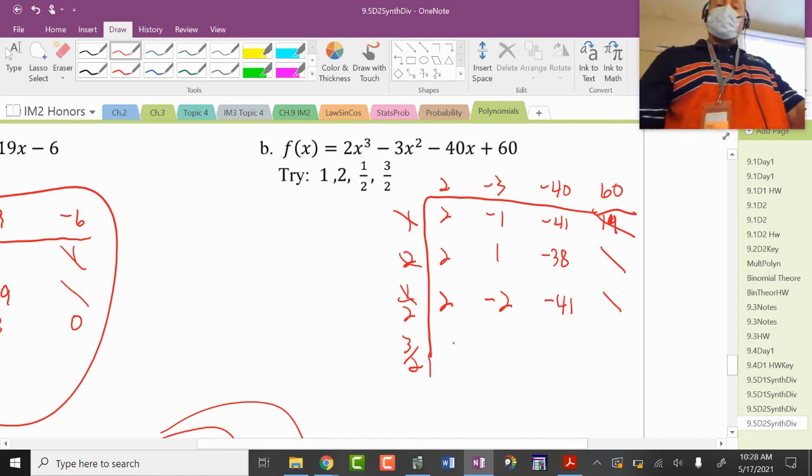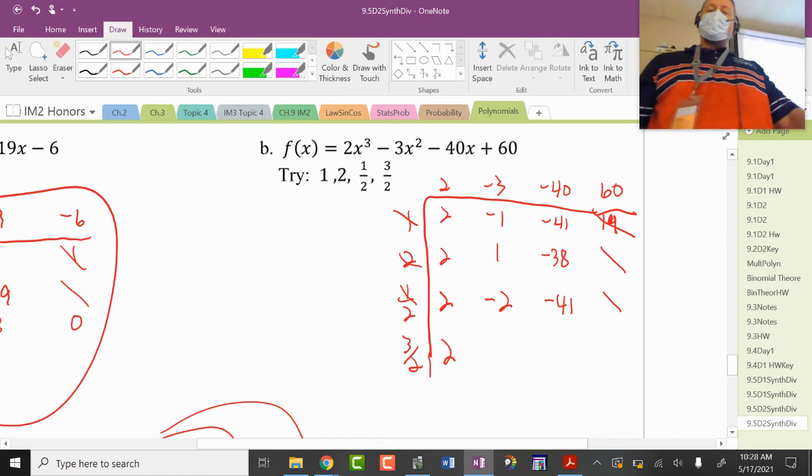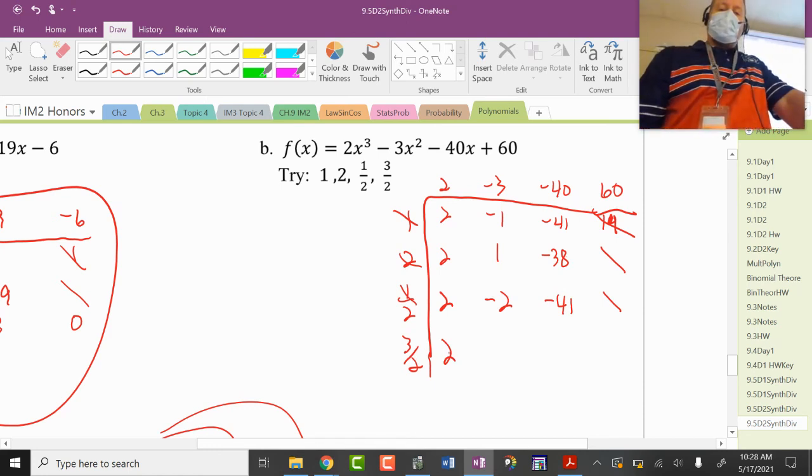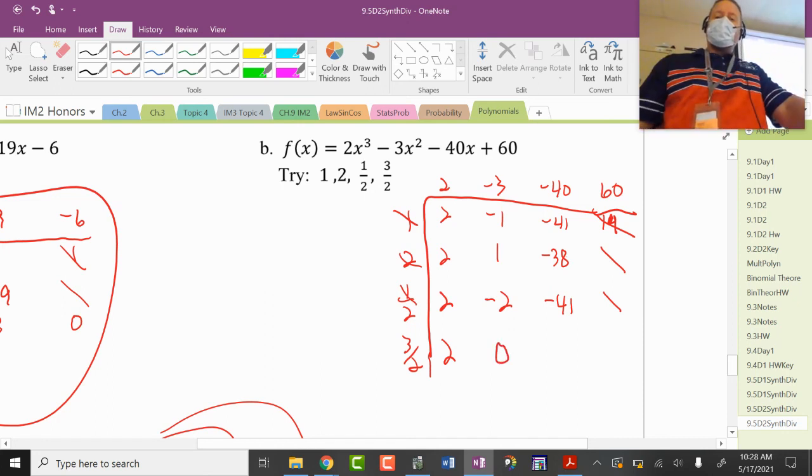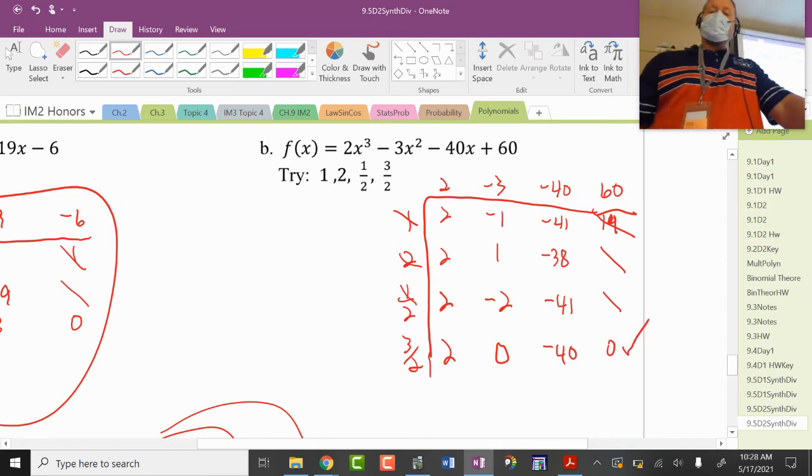Don't freak out over this unless you're really bad with fractions, which does disappoint me. 3 halves times 2 is 3. 3 plus negative 3 is 0. Remember, add and then go down. 3 halves of 0 is 0, negative 40. Now, interesting, is 3 halves of negative 40 negative 60 plus 60, which would be 0? Half of negative 40 is negative 20. Negative 20 times 3 is negative 60. Plus 60 is 0. Boom shakalaka.